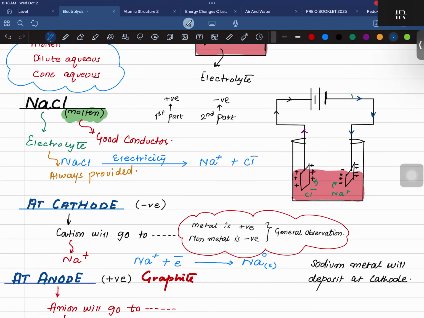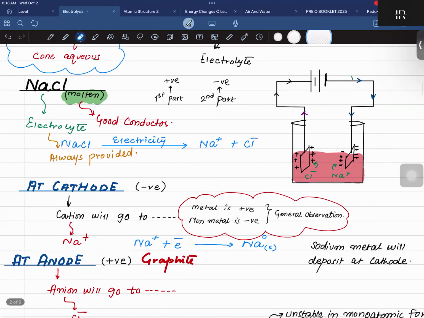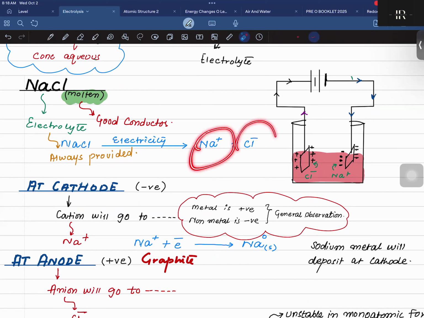First part is positive and the second part is negative. Always remember, in any compound. So this is the reason when I had sodium chloride and I provided electricity to this sodium chloride, the sodium chloride broke down into the Na positive ion and the Cl negative ion. Then what would happen?